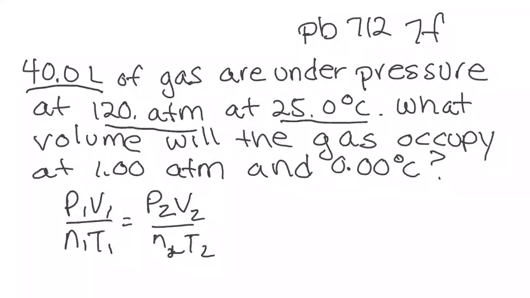So you can cross it out, or if you have done this in pencil, you can erase it. I can do this on my screen because I'm going to use this eraser, and you can just get rid of the n. So I now have P1V1 over T1 equals P2V2 over T2.